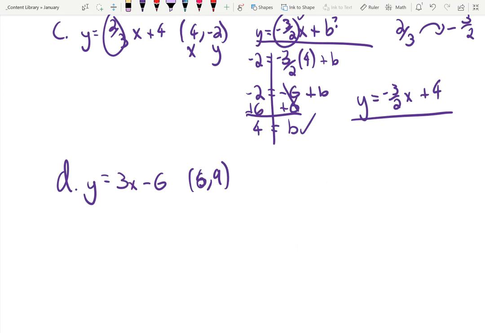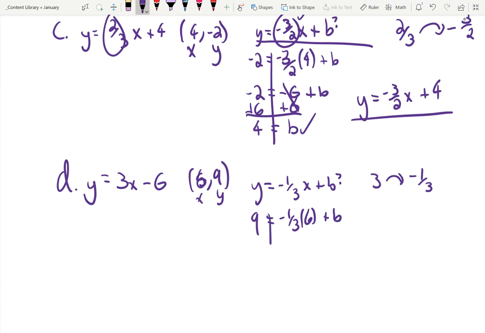Pause video, start over. Good luck. All right, welcome back. Here we go. Our opposite reciprocal slope, as we've already mentioned, is still going to be the same thing. It's still going to be -1/3, so -1/3 x plus b. What is b? Let's plug in the x and let's plug in the y. So 9 is equal to -1/3 times 6 plus b.